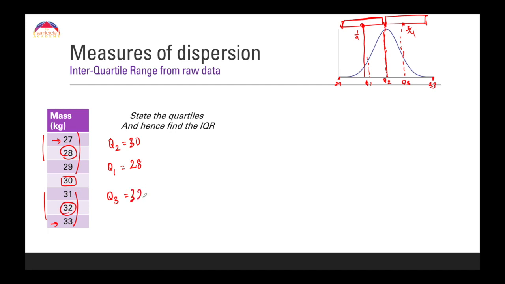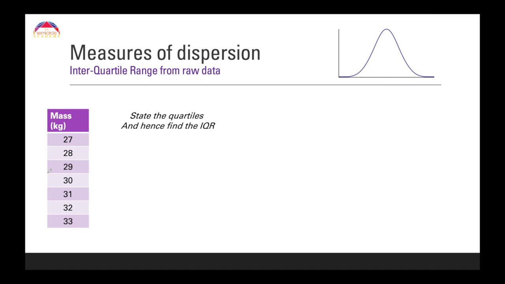So 32 is my Q3, right? So Q2 is the one in the middle, right? And let me just write it over a little neater. I'll do it in order. Q1 is equal to 28. Q2 is equal to 30. Q3 is equal to 32, sorry. 32.